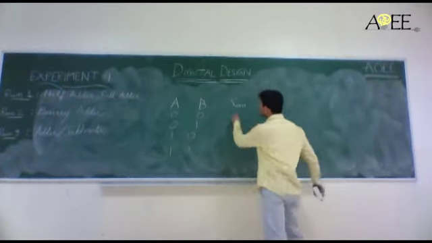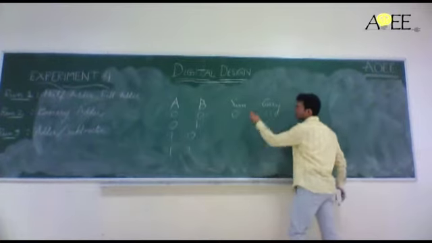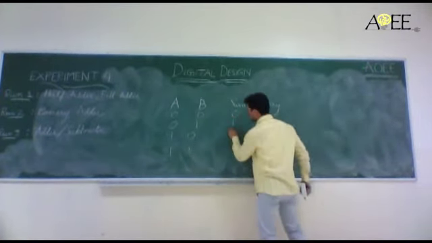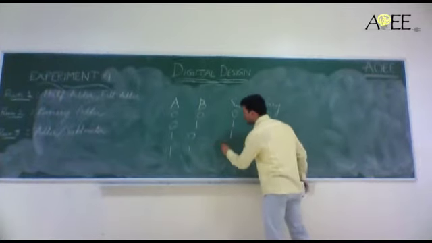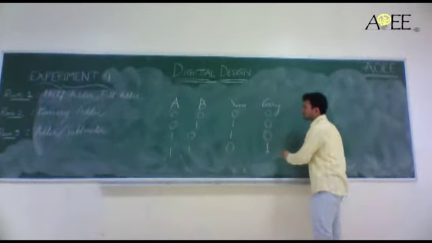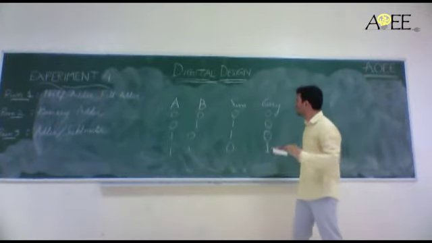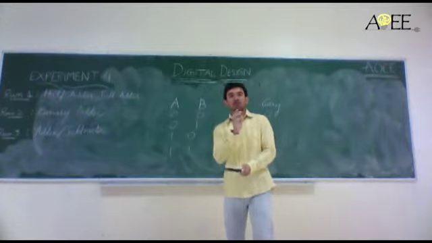0 plus 0 is 0, no carry. 0 plus 1 should be 1, no carry. 1 plus 0 should be 1, no carry. 1 plus 1 is 0, carry 1. So basically I have the truth table and I have these two functions with me. How does it work? See, I want to add.